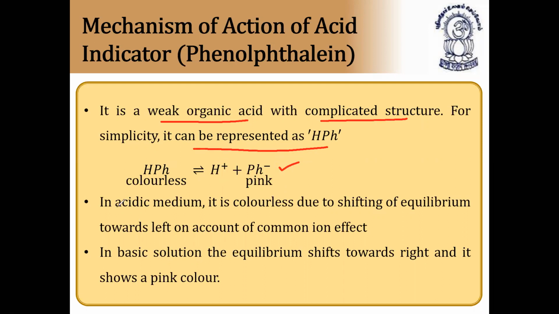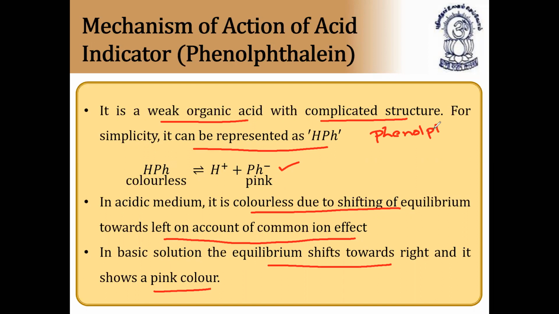So in acidic medium, it is colorless due to shifting of equilibrium towards left on account of common ion effect. And in basic solution, the equilibrium shifts towards right and it shows pink color. In simple words, phenolphthalein as an indicator is colorless for acid because the equilibrium shifts towards the left on account of common ion effect, and for base it shows pink color. Means the equilibrium will shift towards right side.